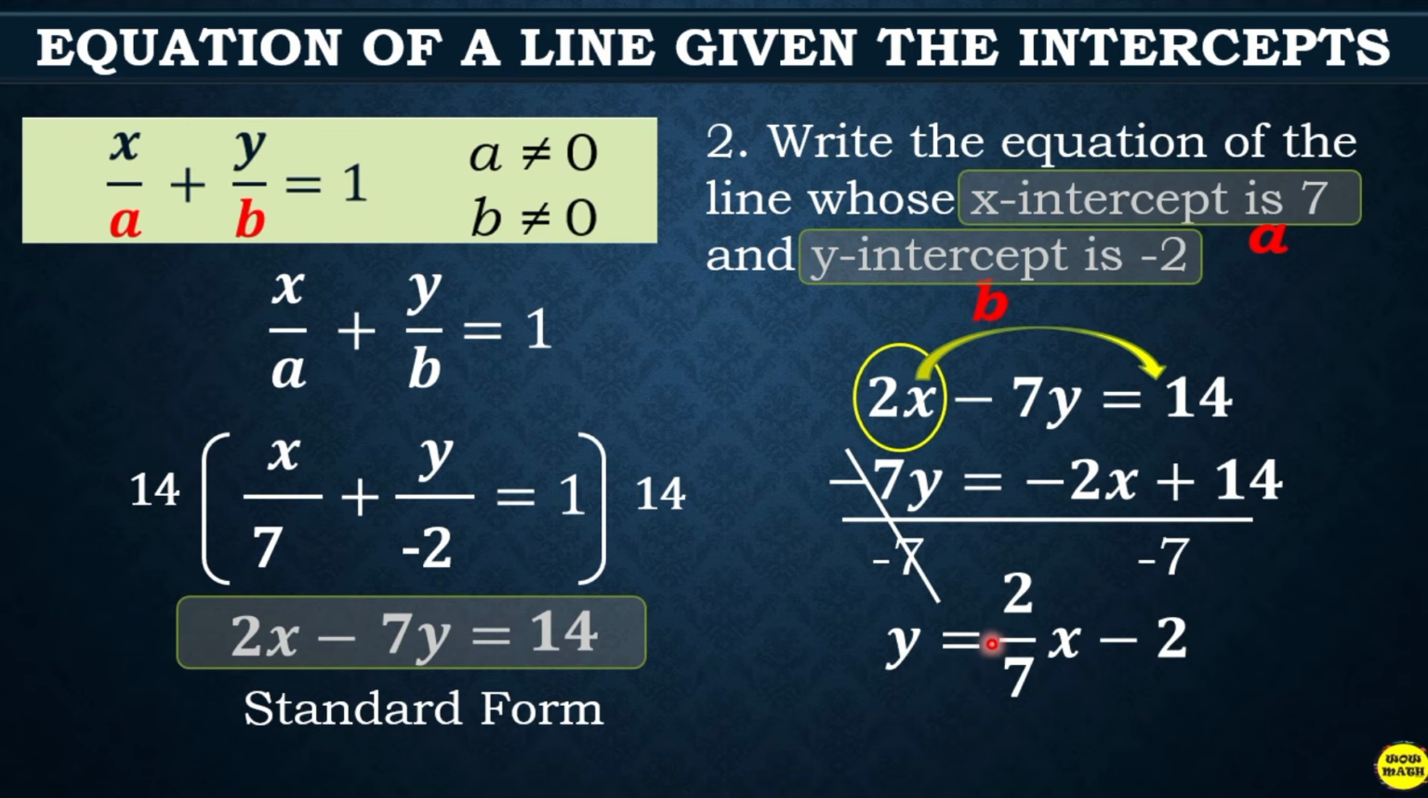Bakit nag-positive dito? Kasi negative divided by negative, that is positive. That is our rule. And then, 14. Ito pwede i-divide. So, 14 divide 7, that is 2. Minus dito, nag-negative siya kasi positive divided by negative, negative. Okay? So, therefore, this is the equation of the line if you are asked to rewrite it or ang hinihingi sa equation ay slope-intercept form.